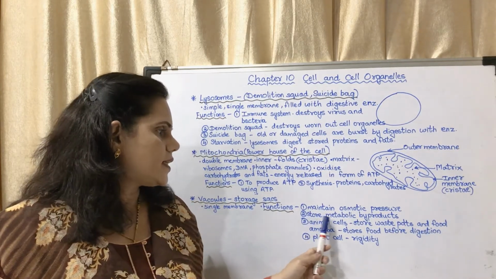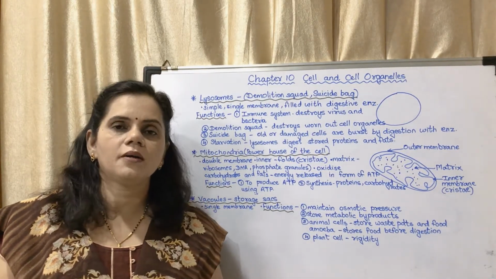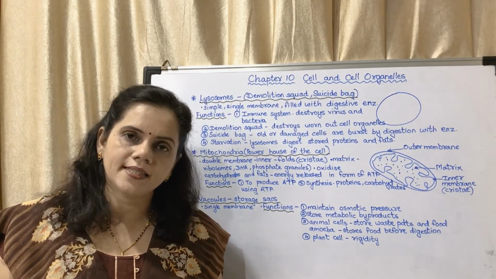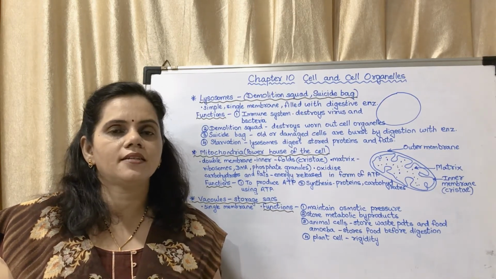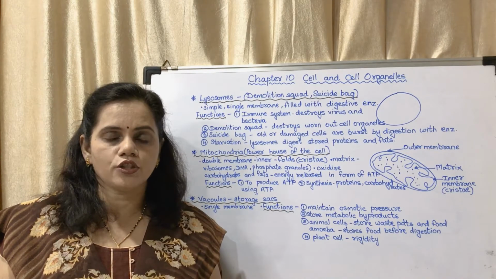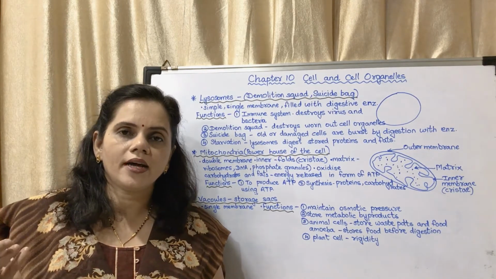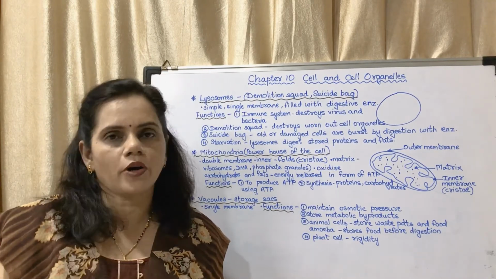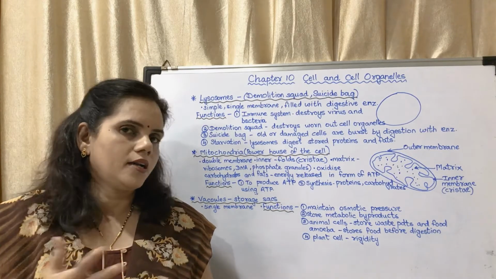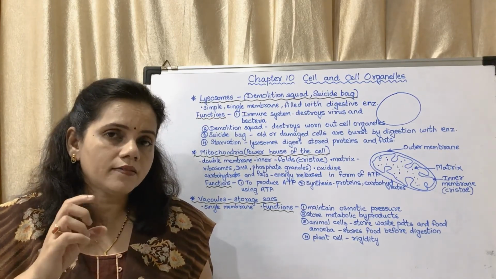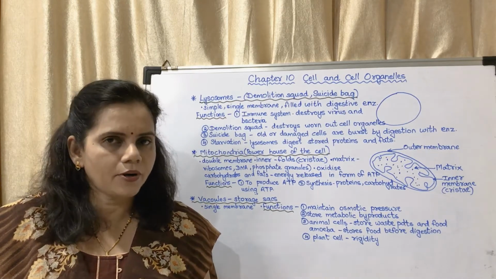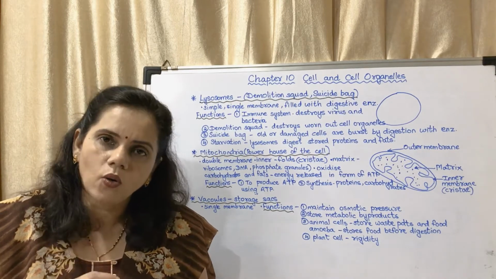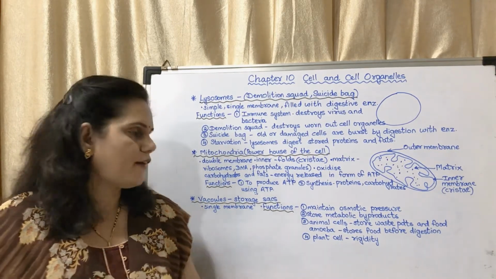Second, it stores metabolic byproducts. What is metabolism? The different chemical reactions taking place inside the cell. During those reactions, some byproducts are produced. Byproducts means some product apart from the main product. In a chemical reaction in which two products are formed, one we need, another we don't need. The product we don't need could be considered a byproduct, or products formed which are not needed now could be stored inside the vacuole.